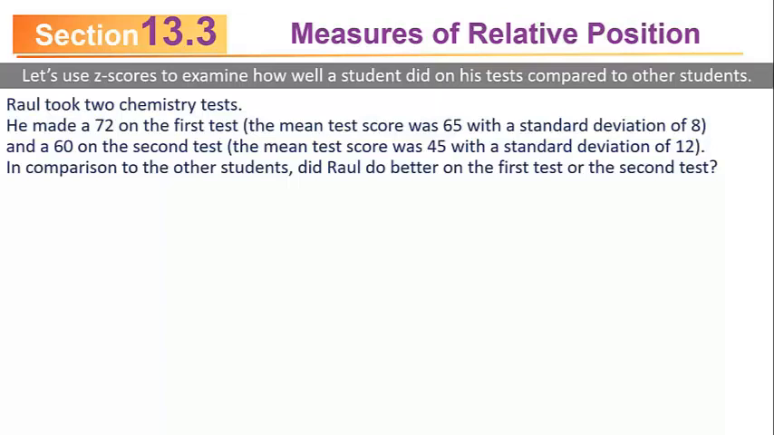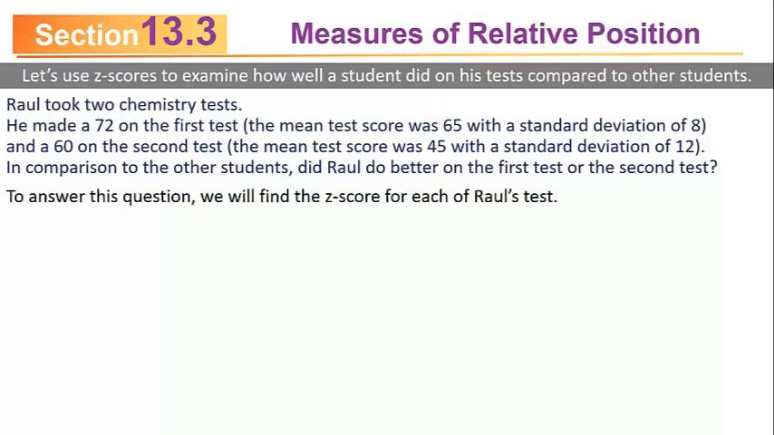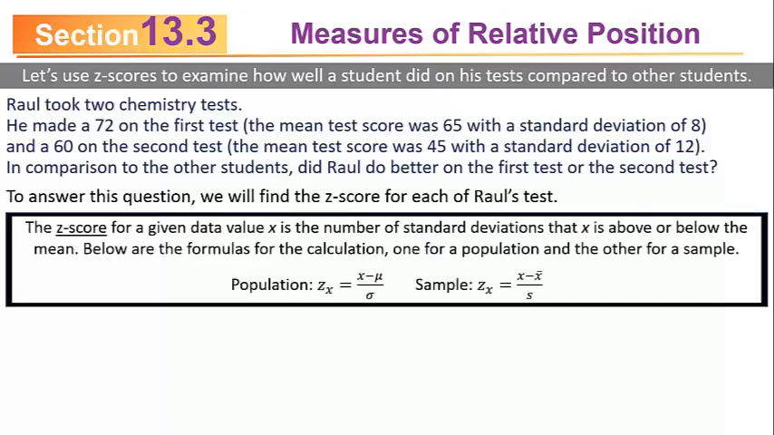This is a perfect place to use z-scores. We're going to calculate the z-score for each of Raul's 2 tests and use that as a measure of how he did relative to the rest of the class. Remember, the z-score, whether it's taken from a population or a sample, basically you take the x value, subtract the mean, divide by the standard deviation. So let's look at each test.